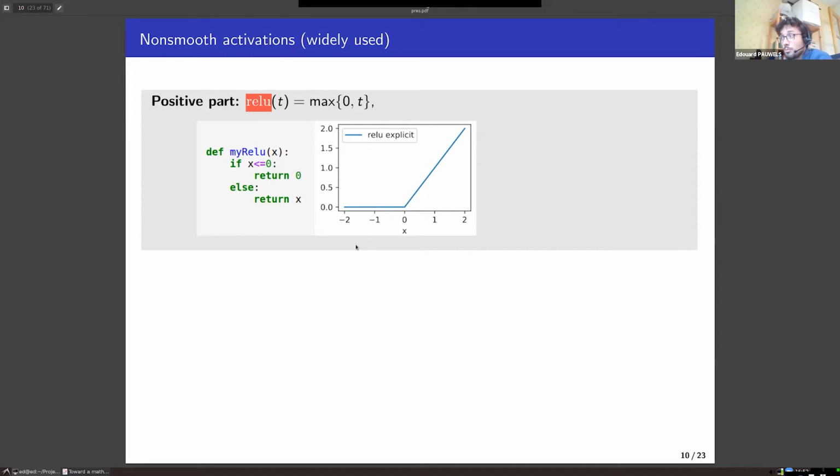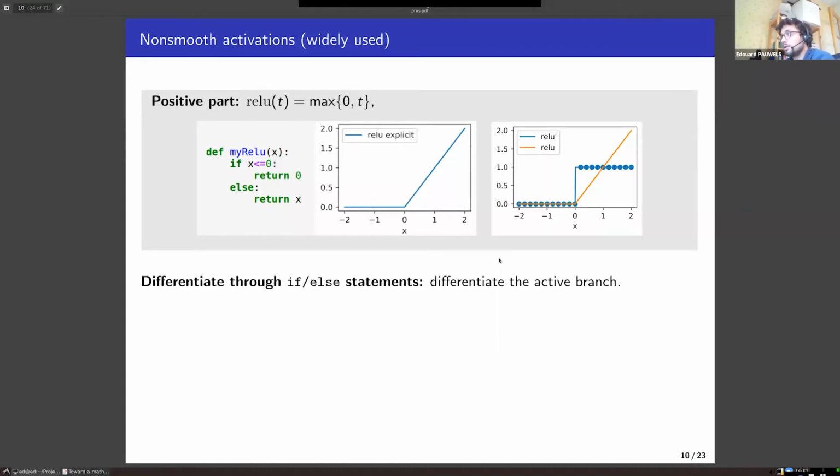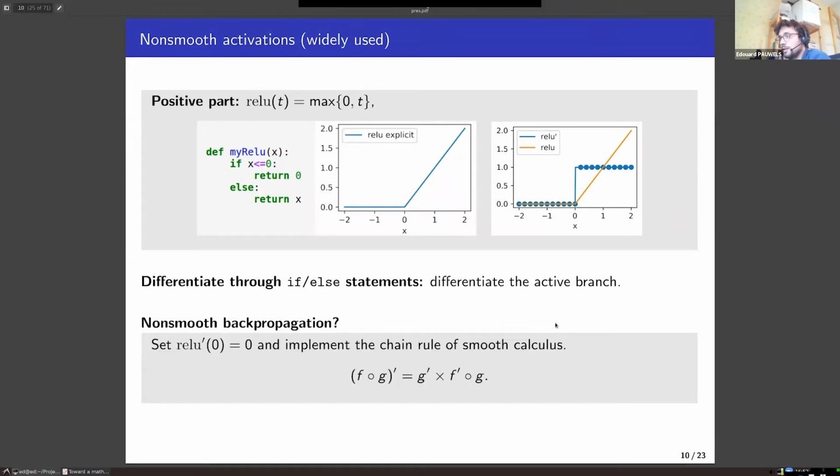So let's see how the computer differentiates this at zero. The examples that I'm describing here are given by TensorFlow. So that's what the computer does. That's what TensorFlow does. You have these if-else statements. You need to differentiate through it. And so this has two branches. Essentially what TensorFlow does is differentiate the active branch. So in particular, if you choose the input to be exactly zero, the active branch at zero is zero, and the derivative of zero is zero. So that's how ReLU is differentiated.